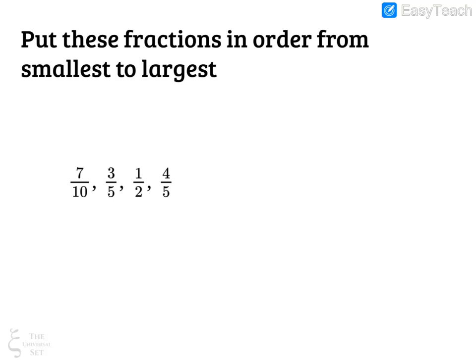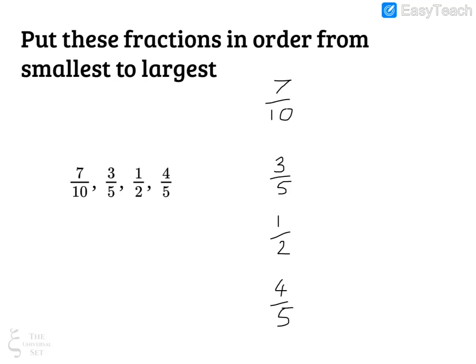Okay, we've been asked to put these fractions in order from smallest to largest, and I've got one more this time. I've got 4 fractions, and we've got 7 tenths, 3 fifths, 1 half, and 4 fifths. So I'm going to need to do same as before. We're going to write them as equivalent fractions with a common denominator, the same number on the bottom. So we've got 7 tenths, 3 fifths, 1 half, and 4 fifths.